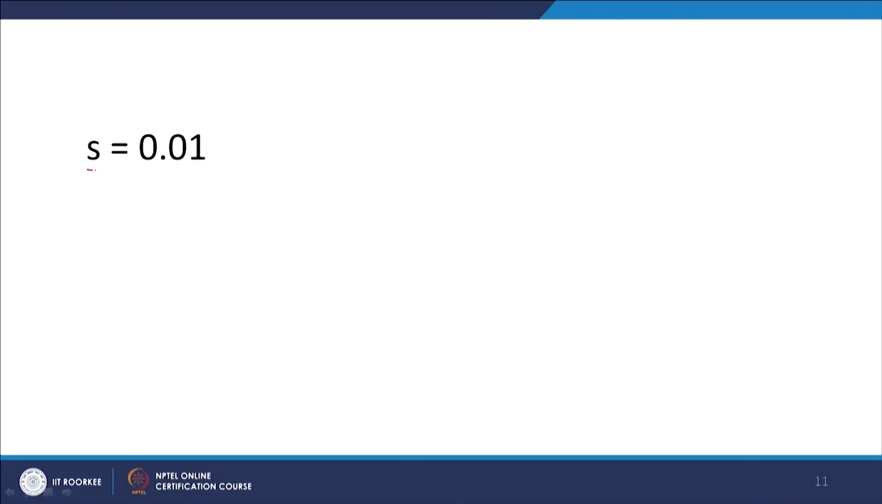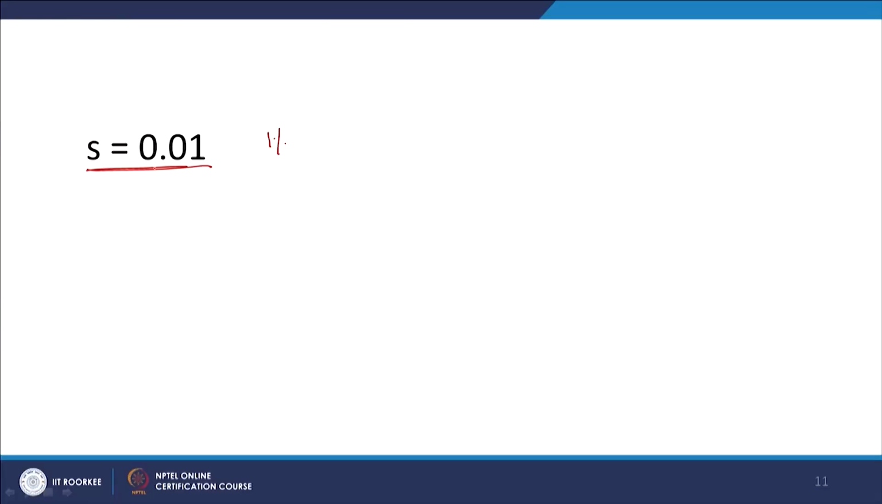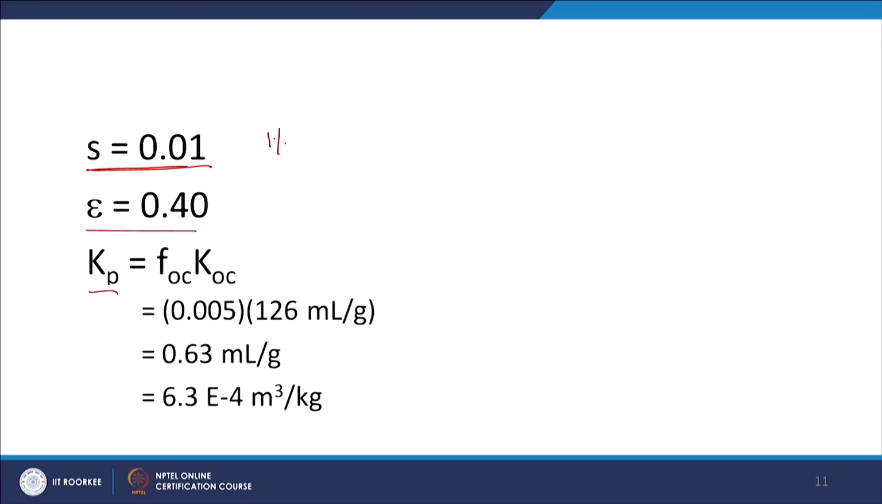We have the pore fraction occupied by NaPl, which was 1%. That is why S is equal to 0.01, and we also have the porosity at 0.4. Kp is equal to FOC into KOC, and again FOC was given. FOC is the fraction of organic content, and KOC is a literature value for this particular case of TCE.